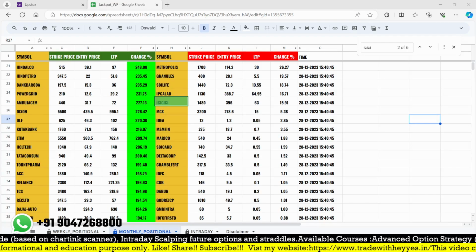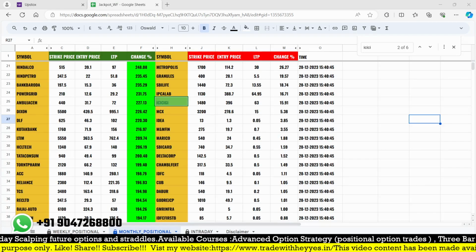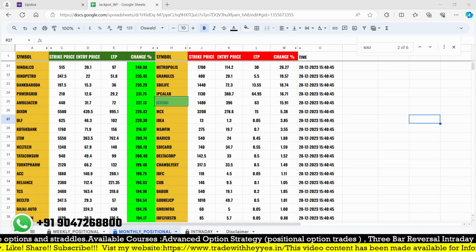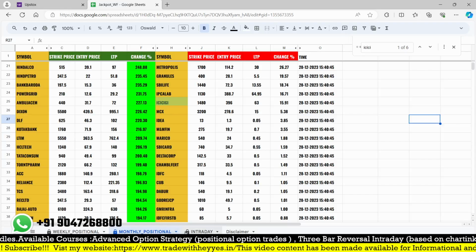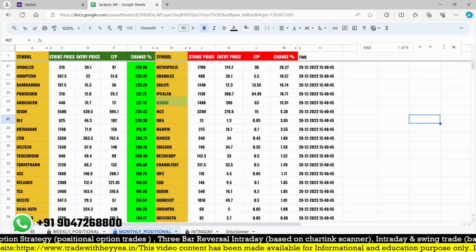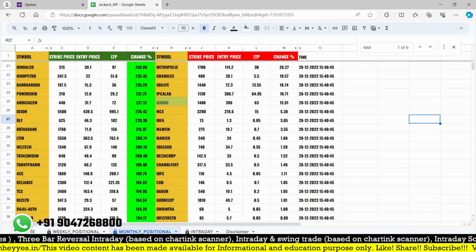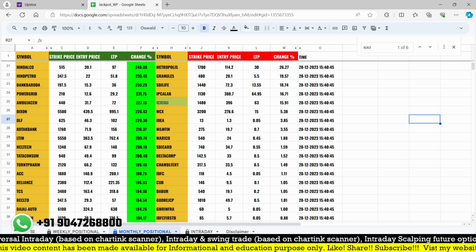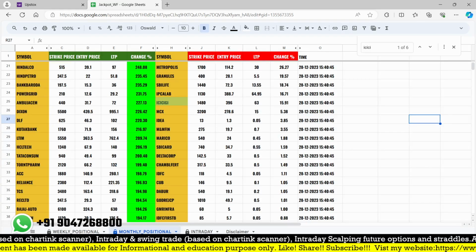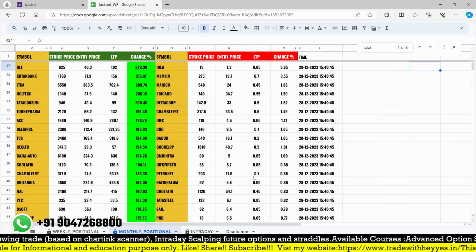But the sheet is going to be updated for tomorrow. That is for intraday purpose only. So whether you are using the weekly or the monthly, both are the same for tomorrow, and also for next week, both sheets will be the same. After the second week, the weekly positional will change, and the monthly positional is going to be updated from Monday onwards. Okay, don't confuse it.